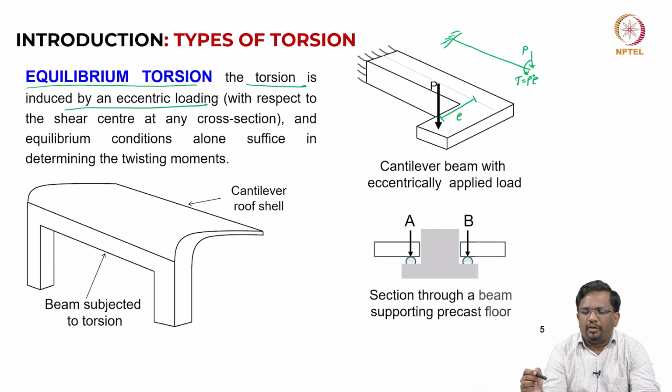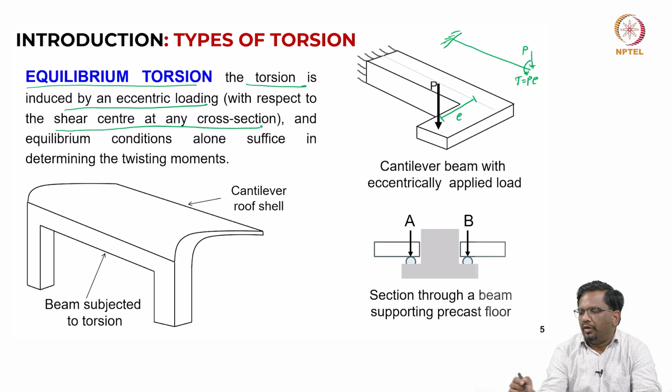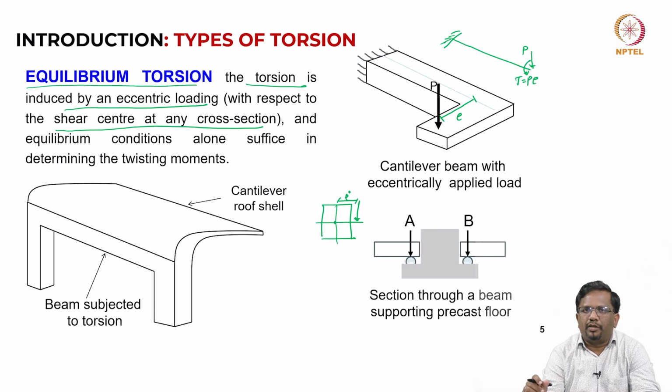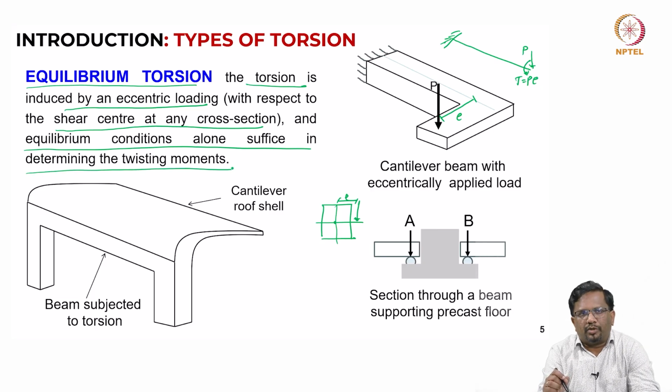So, this is what we are saying. Whenever there is an eccentric loading with respect to the shear center of the cross section, for example, if you take the prismatic section, you have the shear center here. You see the load is applied at a certain distance, a certain eccentricity. So, you are going to have a torsional moment acting in the cross section. Now, the distribution of the torsional or twisting moment you can find out using only equilibrium conditions. So, that type of torsion is called equilibrium torsion.